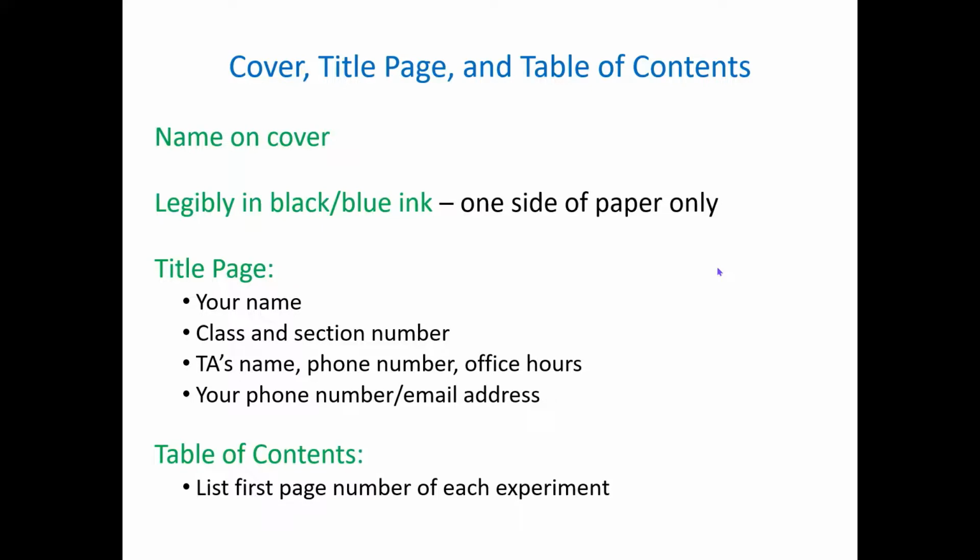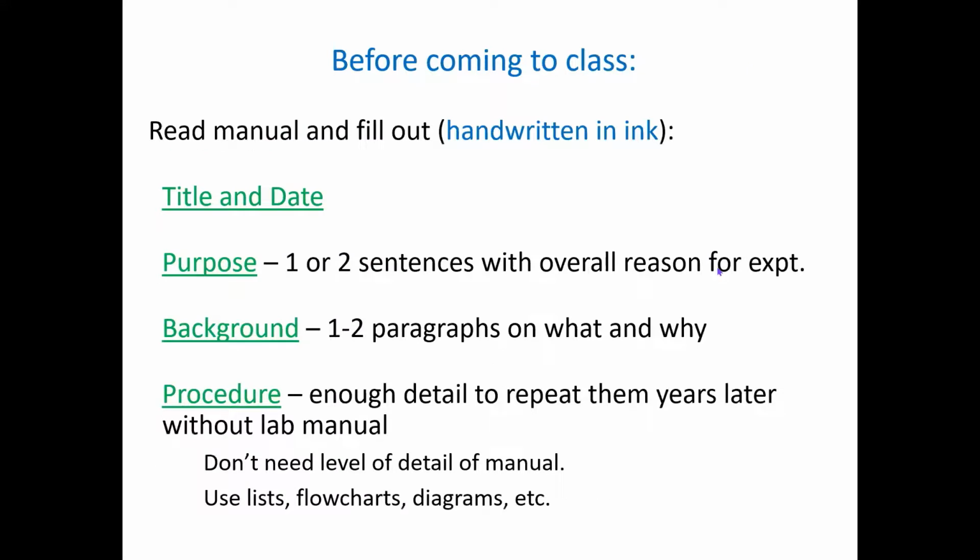It can be useful to have a table of contents, at least to order the experiments. We don't typically use the notebooks that have page numbers. If you want to put page numbers on to find things more quickly, you go for it, but you don't have to. Before you come to class, read the lab manual and fill it out, handwritten in ink. I'll point out that we now have the lectures online and the videos for how to do the experiments.